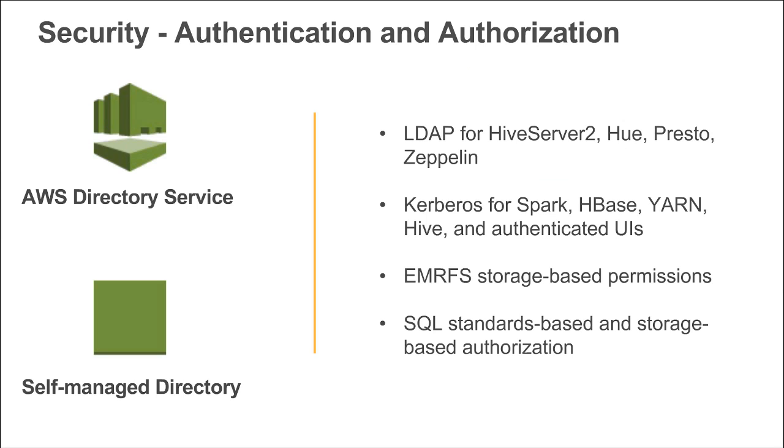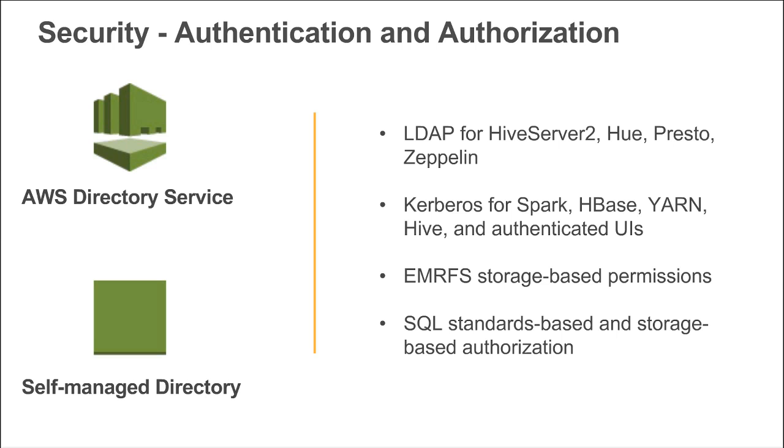So let's talk about authentication and authorization within the realm of security and EMR. When we're talking about authorization and authentication, we typically break them down into two different levels. So one of them is at the EMR and API cluster level, and the other is at the per framework and per application level.